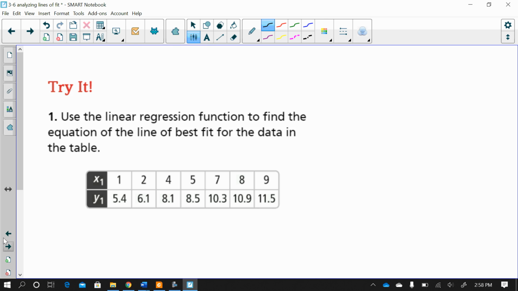Okay, your turn. Use linear regression to find the equation of the line of best fit for the data in the table. Okay, so you should be opening up Desmos on your computer tab or on your phone, whatever you're working with, and pause the video and try this, please.